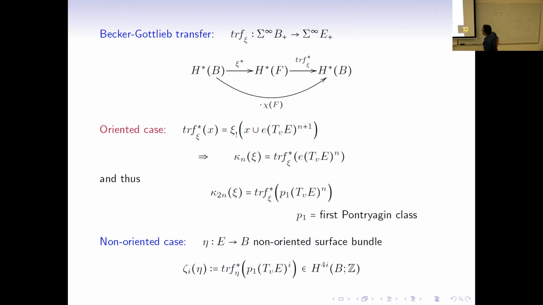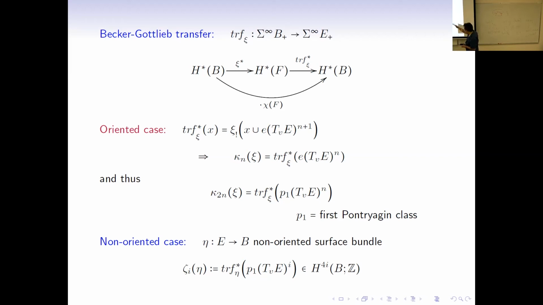All right, so this is another definition of the kappa classes. You can think of kappa n to be the image under the transfer of the Euler class of this bundle raised to the power n. And so in even dimensions, kappa 2n is the map induced by the transfer applied to the n-th power of the first Pontryagin class, right?